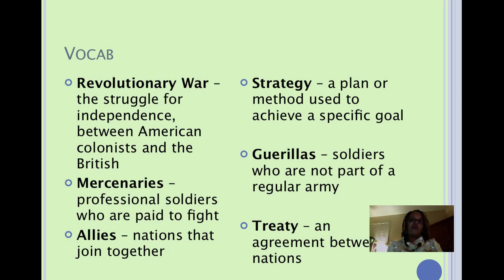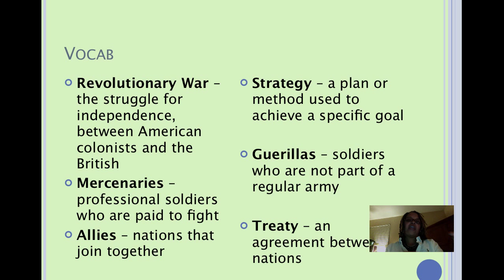Allies, nations that join together. You'll see as we talk about this particular war, the French and actually Spain became the allies of the United States, or of America, the colonies. Strategy is a plan or method used to achieve a specific goal. Teachers use strategies when we teach. So we might use a graffiti walk strategy, or a gallery walk, or a right to learn. Those are all strategies. Guerrillas, soldiers who are not part of a regular army.